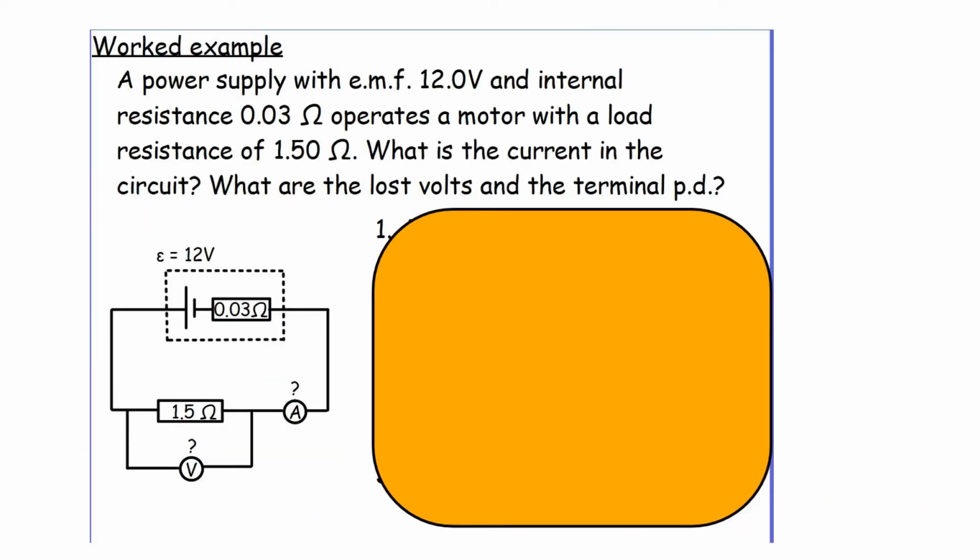Let's look at a worked example. A power supply with EMF 12.0 volts and internal resistance of 0.03 ohms operates a motor with a load resistance of 1.50 ohms. What is the current in the circuit? What are the lost volts and the terminal potential difference? Pause the video and have a go at doing that.